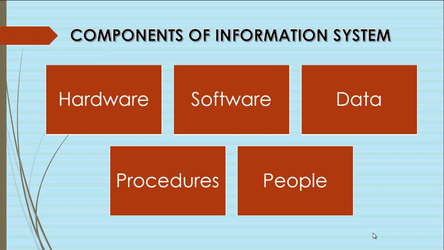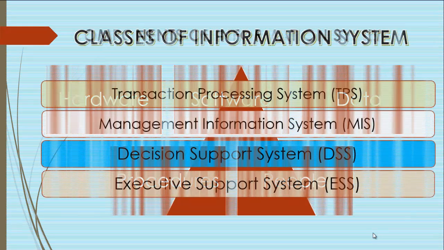It must be noted that all of these components must work together to ensure that the information system functions effectively and efficiently. They must be designed, implemented, and maintained carefully to ensure that the system meets the needs of the organization and its users. We shall now move to the classes of information system.